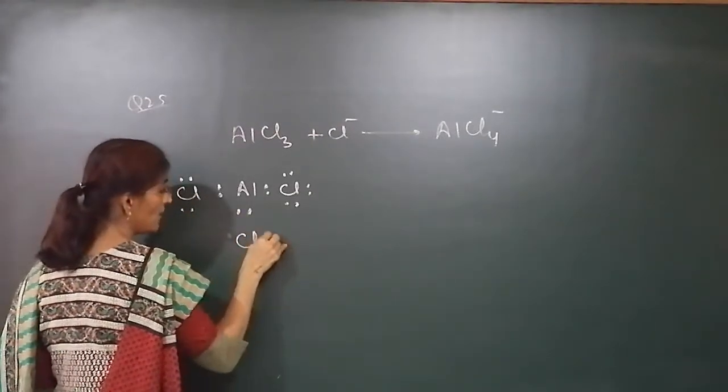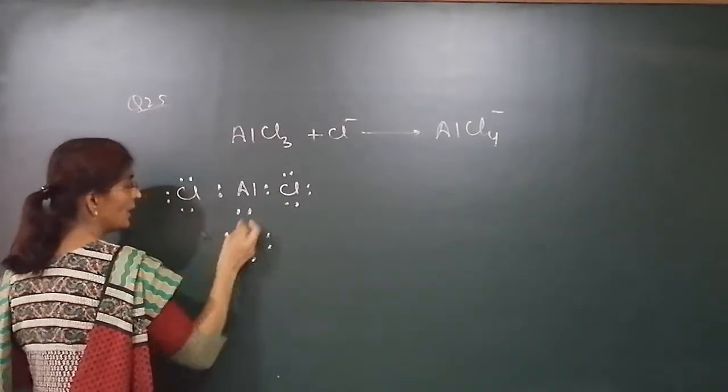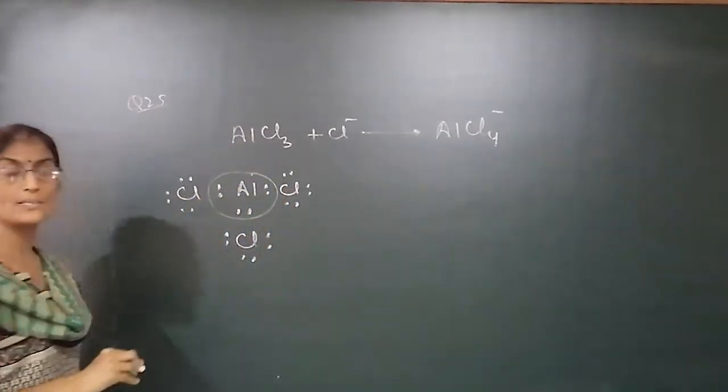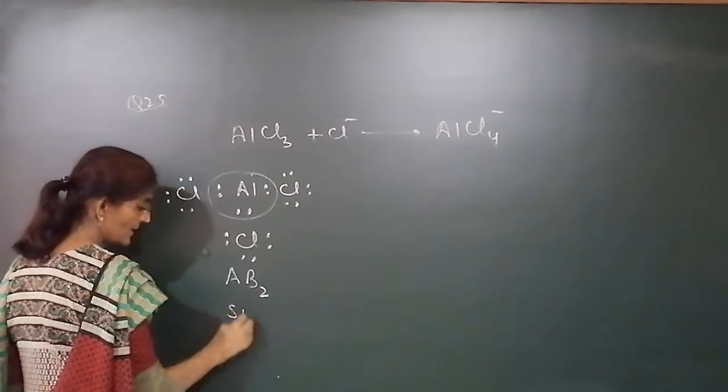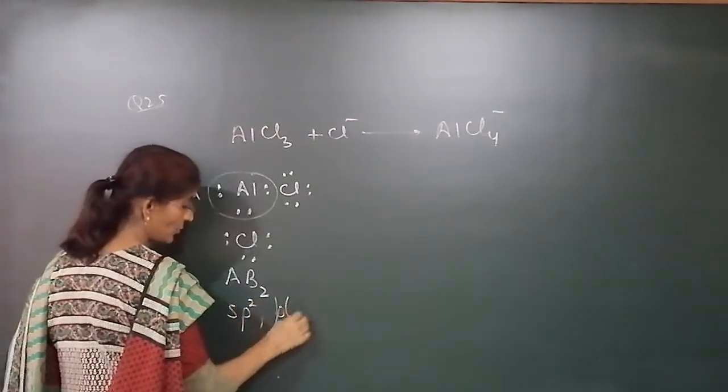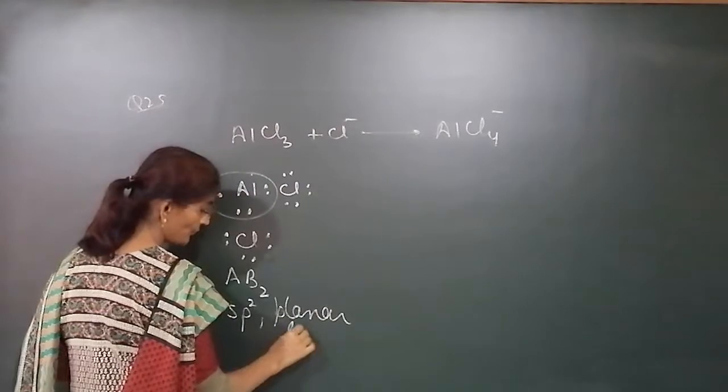I showed you earlier how to draw the Lewis dot structure. How many electron pairs are around aluminium? 3 pairs. 3 are bonding. So it is AB3 type. The shape is sp2 hybridized, planar triangular. It's planar triangular.